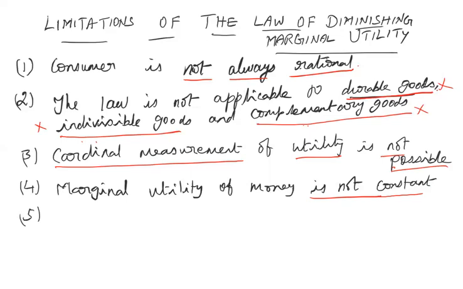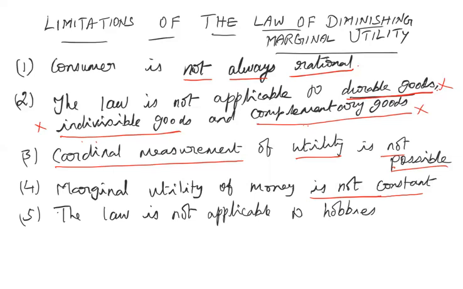Then the next limitation on which the law is based is that the law is not applicable to hobbies. For example, hobbies like stamp collection, coin collection, any antiques and all you are collecting: the more the number of stamps you collect, the more the satisfaction.